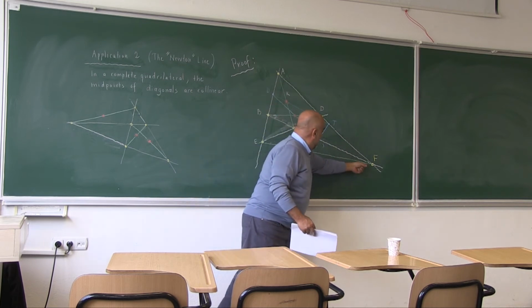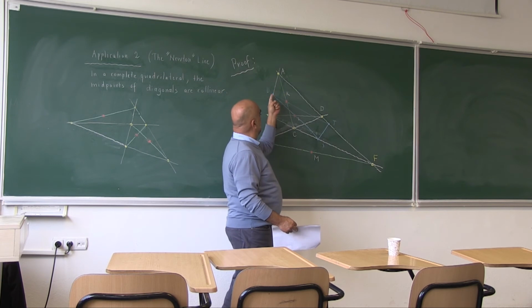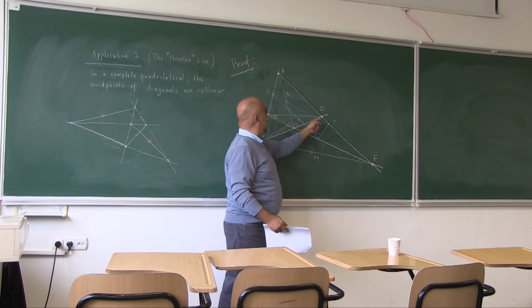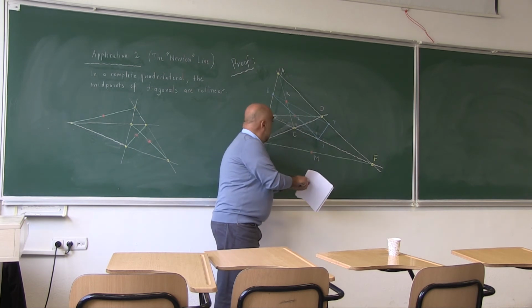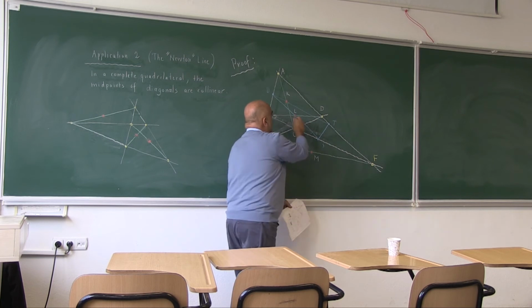Take the midpoint of FB, which is S. Take the midpoint of BA, which is U. Join them. It must go through the midpoint of BD, which is L. Great.